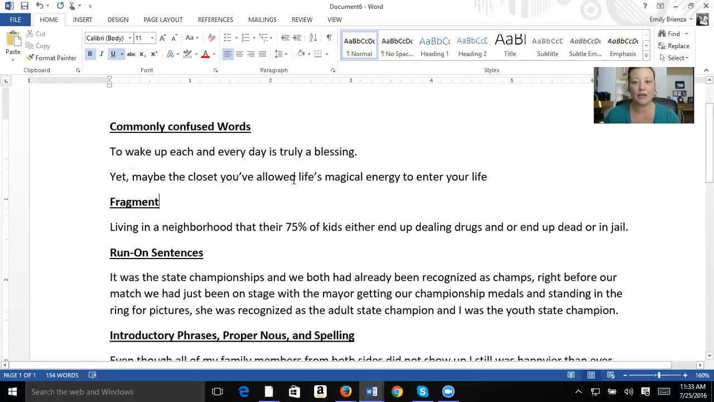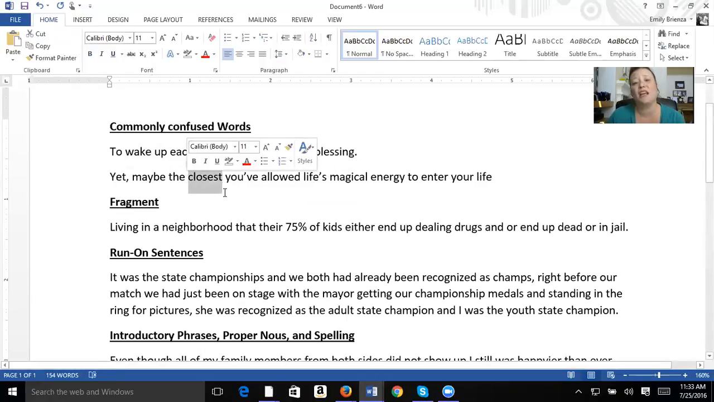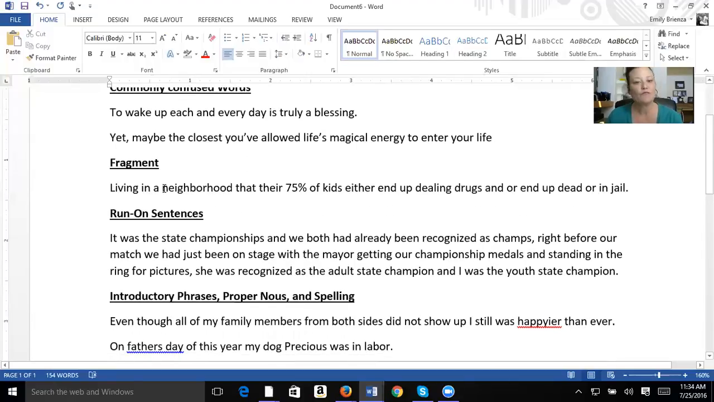Second example here, let's see, which one was this one? Yeah, "maybe the closest you've allowed life's magical energy to enter your life." Here it is. We have closet. So this should be closest, right? And that's just something that you have to carefully look for as you're reading. It's not going to tell you that it's a spelling error, because it wasn't. It was closet instead of closest. So you just want to make sure that you use the right word.